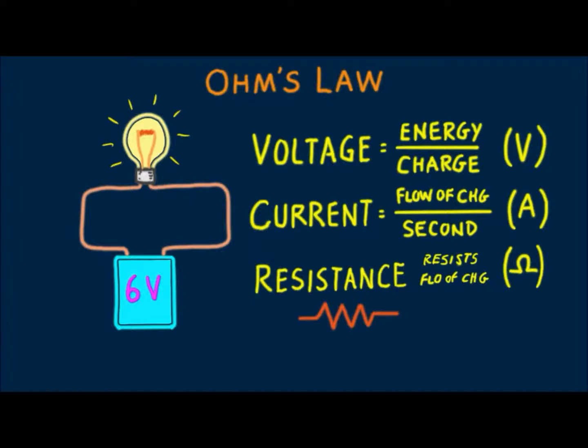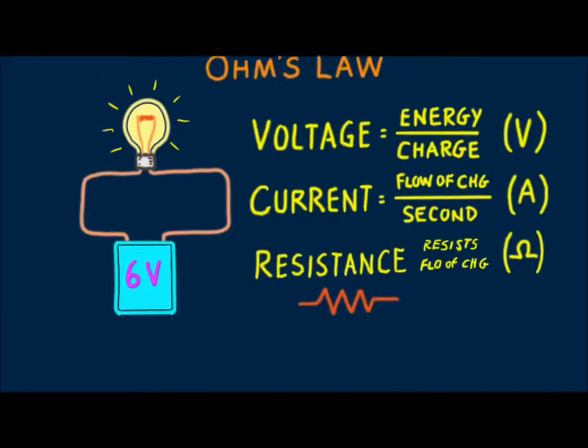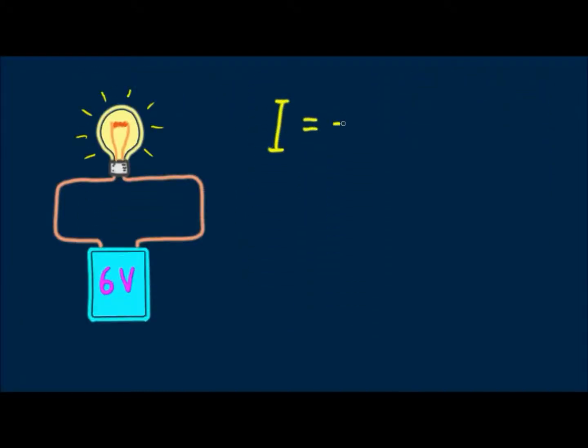A bit of history. Early in the 19th century, a German scientist and teacher, Georg Ohm, discovered a relationship between current, voltage, and resistance. He found that the amount of current in a wire is equal to the voltage across the wire divided by its resistance. This is Ohm's law. Current equals voltage per resistance, where I represents current, V represents voltage, and R represents resistance.